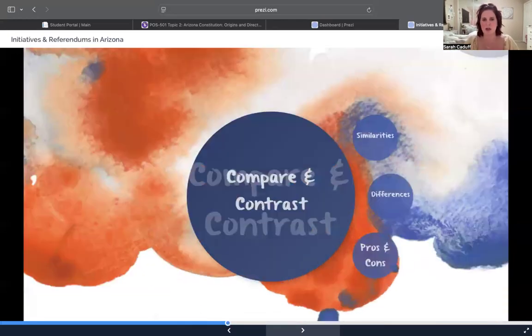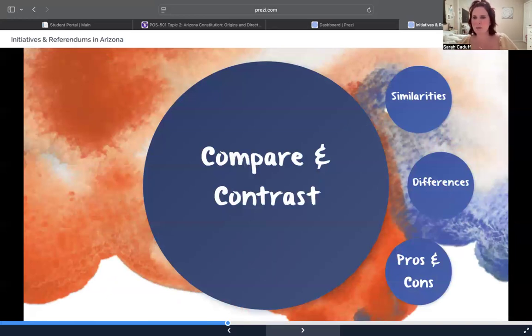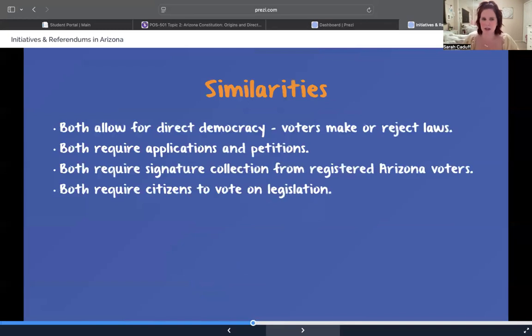Let's see what else. Now, we're looking at comparing and contrasting. So we're looking at similarities and differences between initiatives and referendums. So, similarities. Both do allow for direct democracy. With direct democracy, voters are getting the opportunity to make or reject laws. So this means that it's not just the government that gets to make the decisions. It's allowing voters to hold that in their own hands. They have the opportunity to make or reject laws.